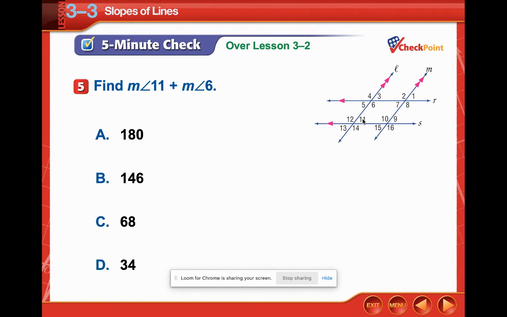All right, awesome. Hopefully you heard me in the last problem. Angle 6 and angle 11 here are both supplementary angles because they're consecutive interior. And remember, consecutive interior angles add together to equal 180 degrees because they're supplementary. So if you add them together, you're going to get 180. Simple as that. All right. Hopefully everybody got 100% on this.